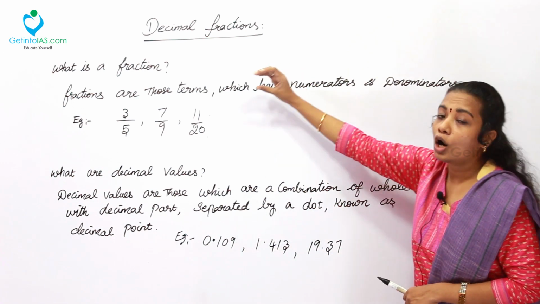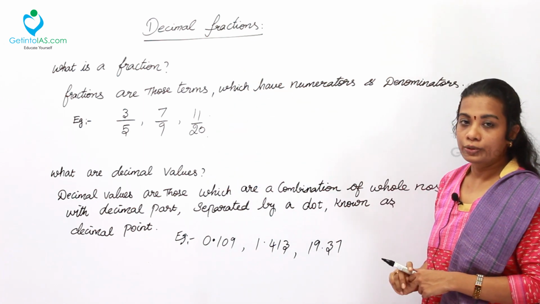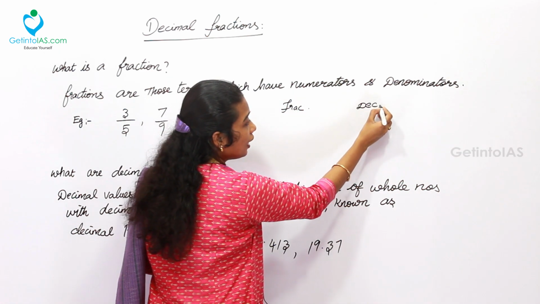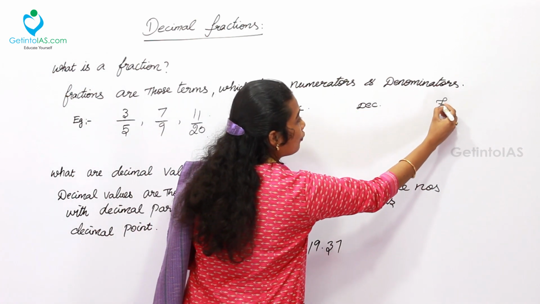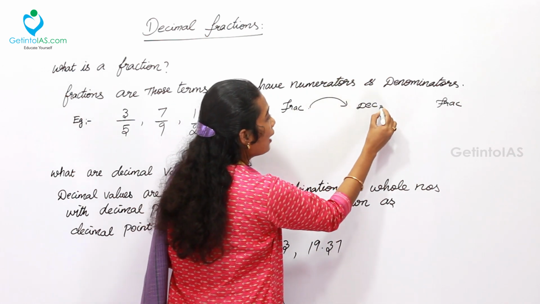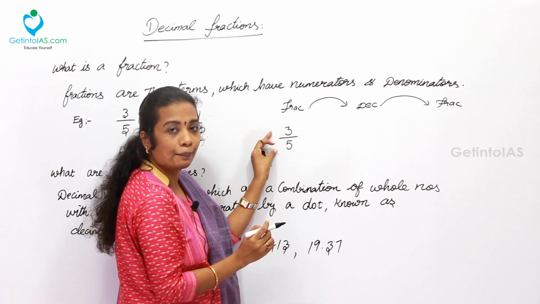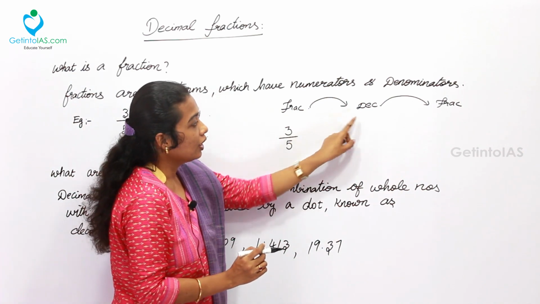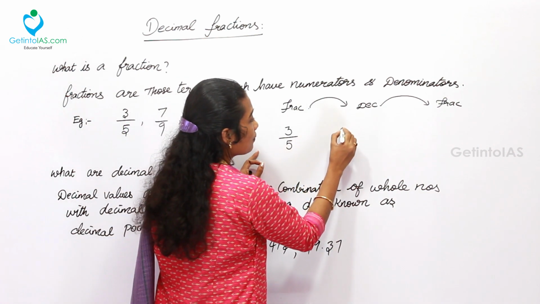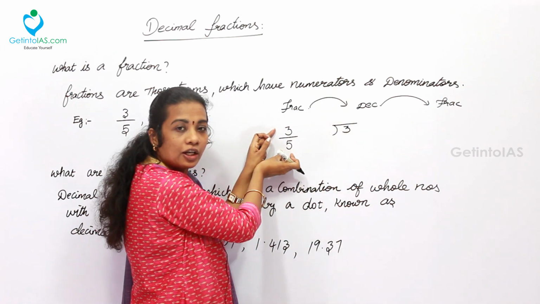Now, let's see how to convert a fraction into a decimal and a decimal into a fraction, vice versa. First, let's take a fraction value and find the equivalent decimal value for it. Then again, we are going to convert that decimal value into a fraction. Fraction to decimal and decimal to fraction. Let me take a small example, 3 by 5, which is a proper fraction. We are going to convert it into a decimal. For that, take the numerator and divide it by the denominator.